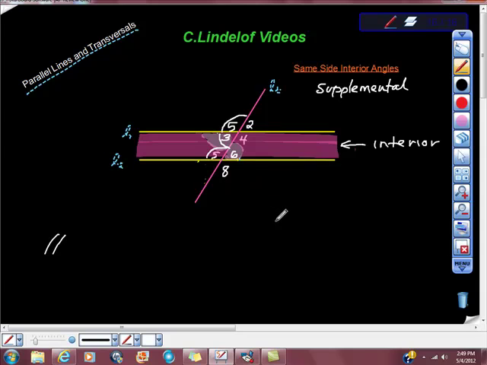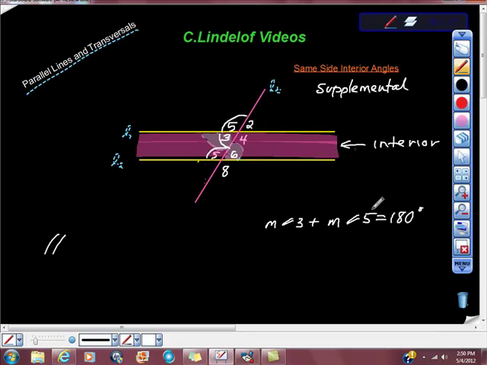That is to say that the measure of angle 3 plus the measure of angle 5 will have to equal 180 degrees. Okay? And you can see that 6 and 4 are same side interior angles also. All right? So I hope that's really helpful.